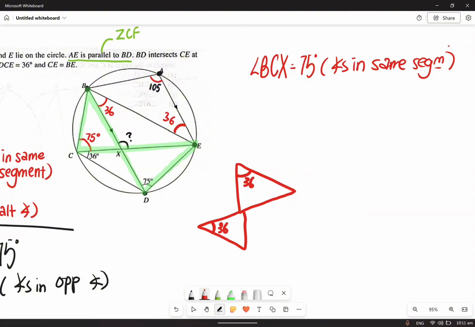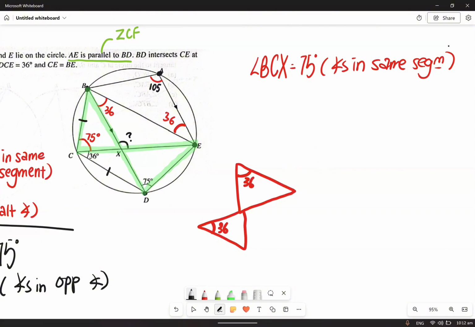Correct? Okay, let's see. Can everyone go to CBE? What do you all see for CBE? 180 minus 36 minus 75. Oh wait, no. How many of you realize that this is true? Oh yeah, because of the true.